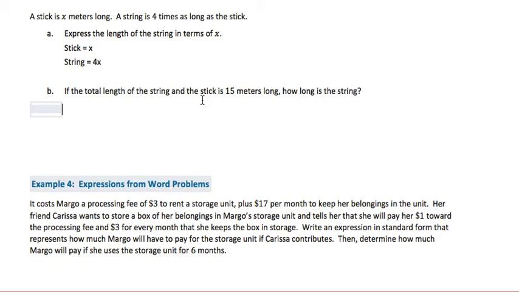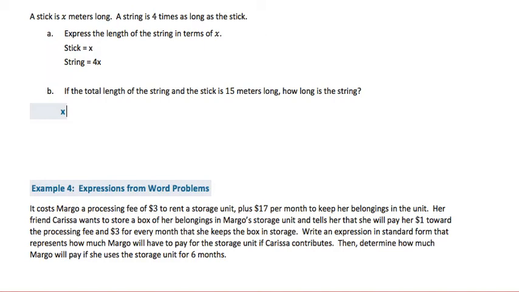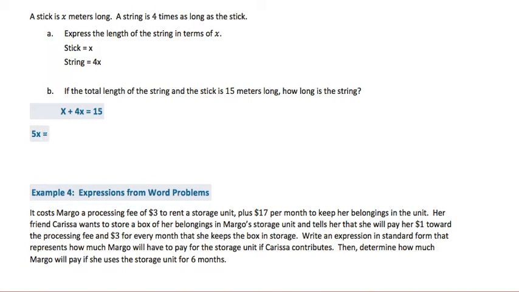The total length of the string and the stick is 15 meters long. The total would require us to add. So x plus 4x equals 15. Now we can solve this equation. x plus 4x is 5x. 5x equals 15. So that would mean that x must equal 3. We divide 15 by 5, x equals 3.